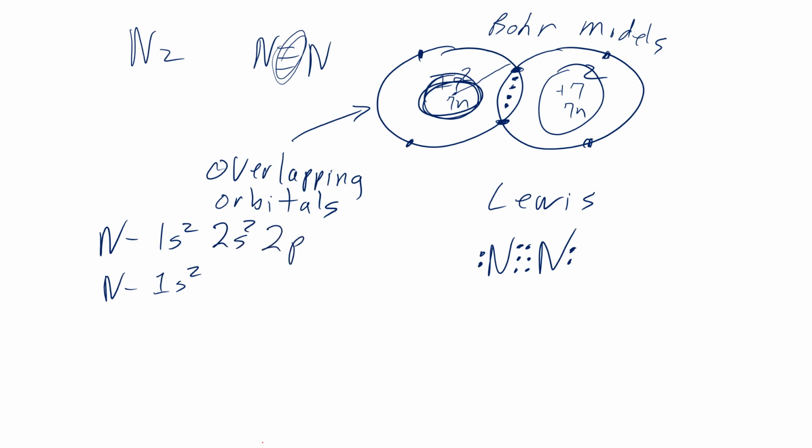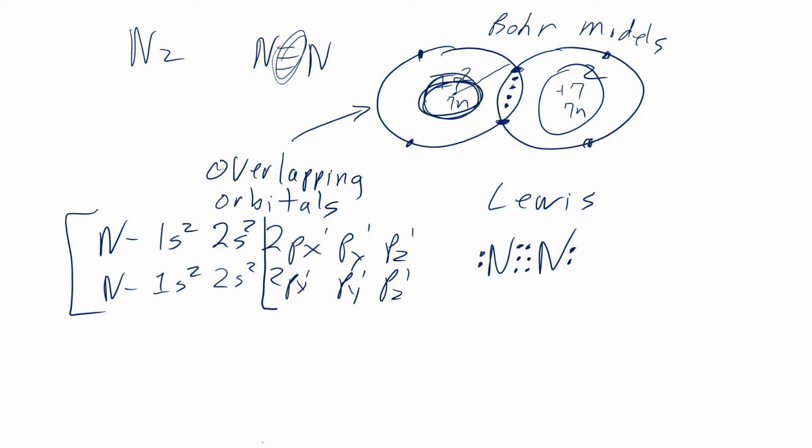Got to put 1 in each, right? Hund's rule. 2px1, py1, pz1. Got to have 1 in each before any in that type can be filled. And the other nitrogen is the same thing. 2s2, 2px1, py1, pz1. We're doing a little bit of review right now. And then, like I said, this one gets to show exactly where those electrons are being shared. So here we go.